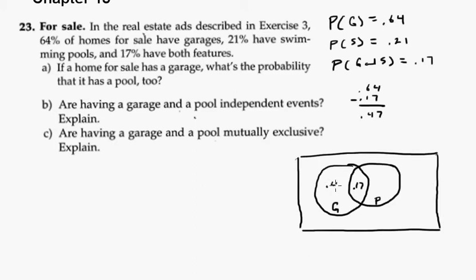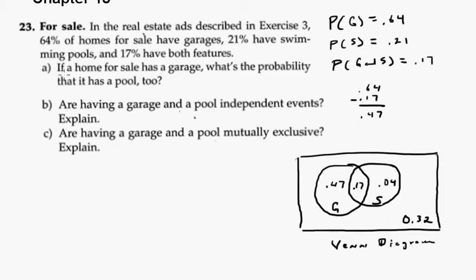So this is 0.47, and then for a swimming pool, I should have used S to be consistent with my notation. So 0.21 minus 0.17 is going to be 0.04. And what's remaining is 0.32. So again, this is called a Venn diagram. Alright, so we've kind of modeled the situation.